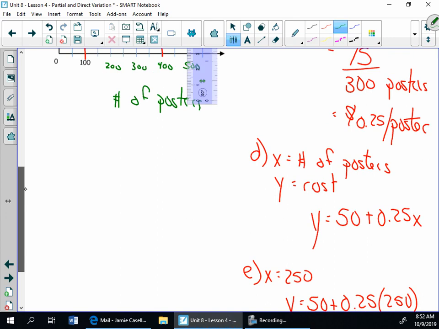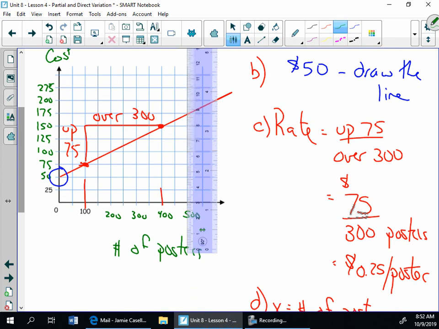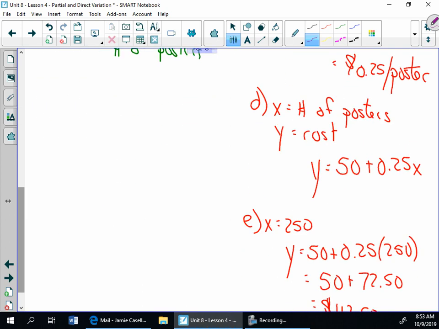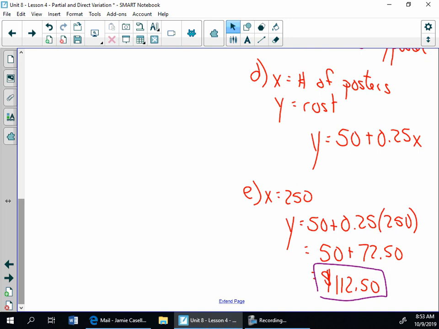And the question has said, how did you find out? So we use our equation, but there's something else we could have done. If I wanted 250 posters, 250 is right here. If I go up to the graph, I can kind of estimate what that is too, right? Halfway between 100 and 125. Guess what? 112.50. Okay, there's partial and direct. Oh, by the way, what kind of question would this be? It'd be partial: the rate has an initial value. That's kind of our big idea for today. Try the sheet on the website. If you're stuck, come see me.